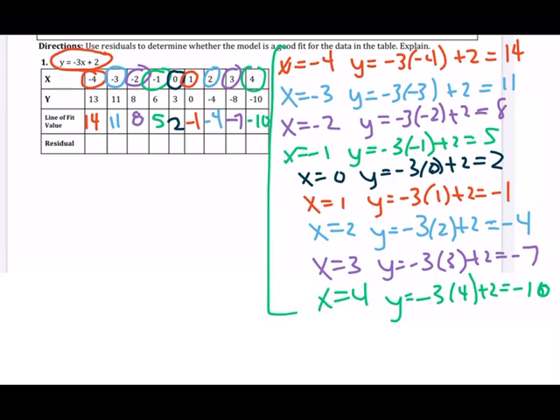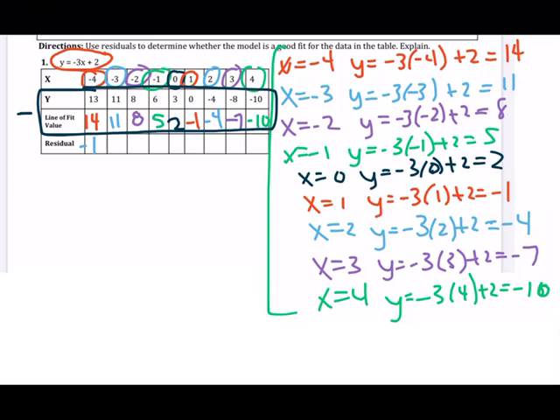Now, the reason I like to use the table is because it makes this next step a little bit easier. So what we are going to do now to find the residual, we are going to take this y value minus the line of fit y value. So you're going to subtract up and down, old school style. So here I have 13 minus 14. That's going to give me -1 as my residual here.